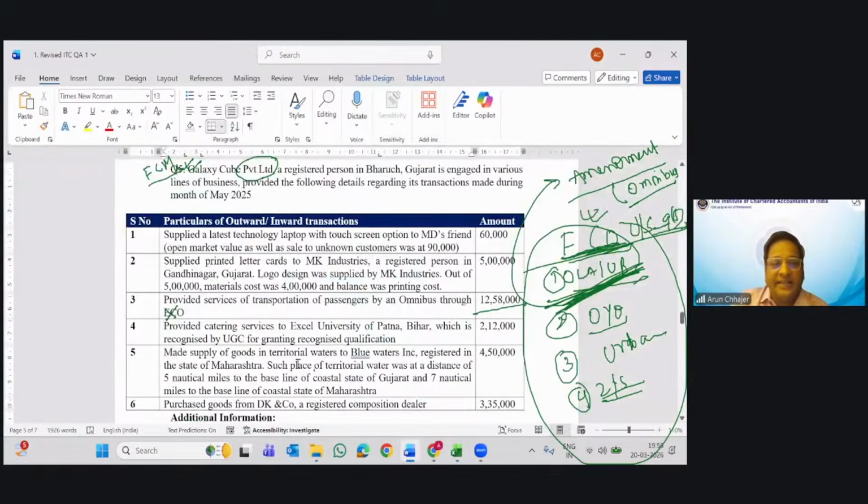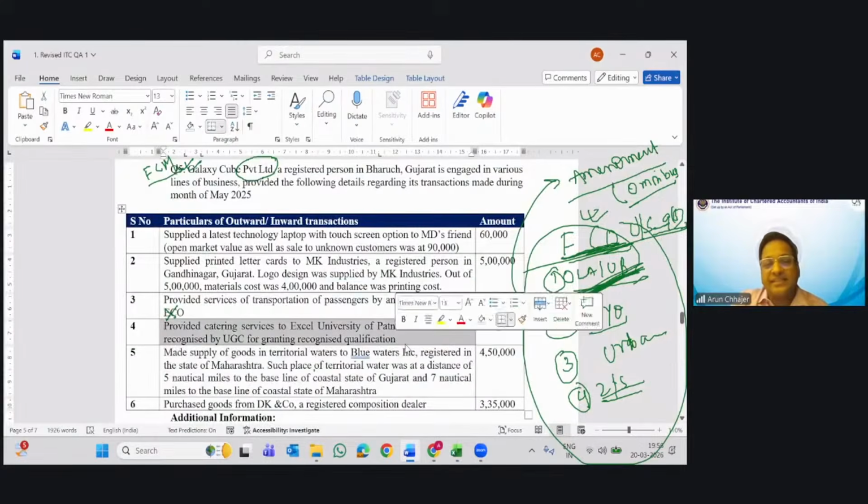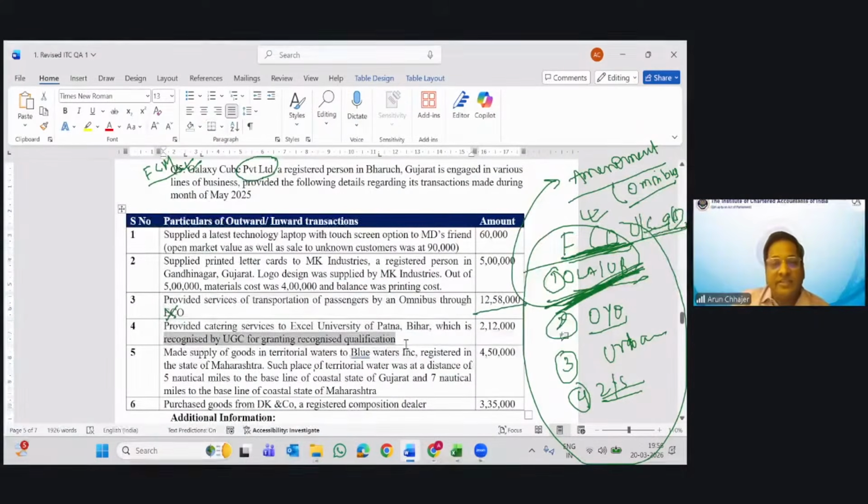Next, providing catering services to the Excel University of Patna, which is recognized by UGC for granting recognized qualification. Now tell me, will it be a taxable supply? Will it be an exempt supply? Will it be forward charge? Will it be RCM? Who will pay the tax? Or there will be no tax?